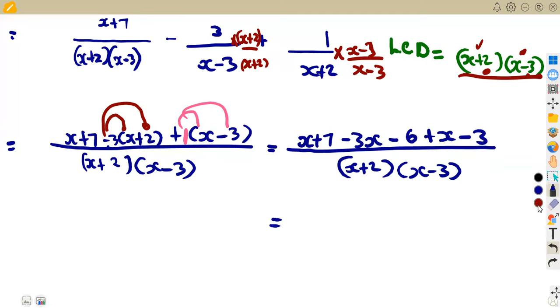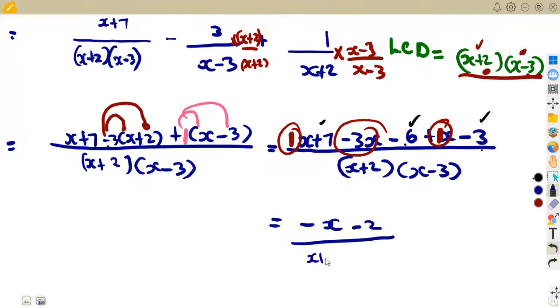Now we can collect our like terms. So this x is the same as 1x. This is negative 3x. This is also 1x. So we're going to add 1 plus 1, which is 2. 2 minus 3, which is minus 1x. On the numbers, you do the same thing. We've got 7, negative 6, and 1. So 7 minus 6 is 1, and 1 minus 3 is minus 2. Or just use your calculator at once. All right, so this is what you're supposed to have at the end.